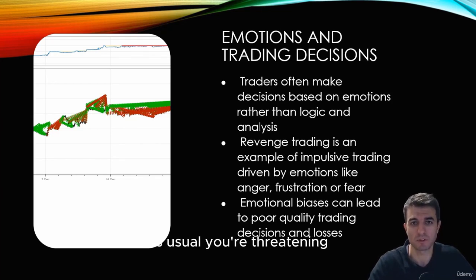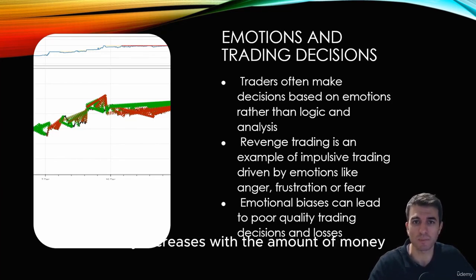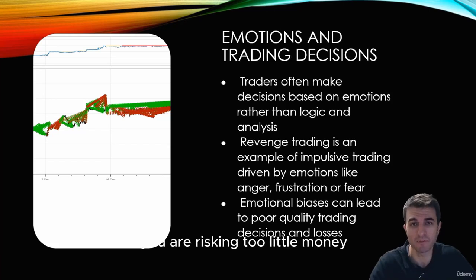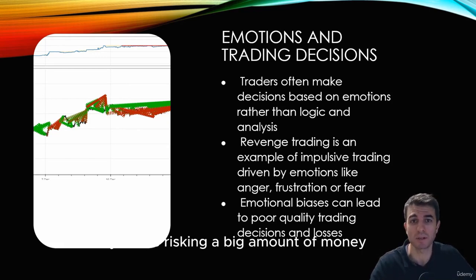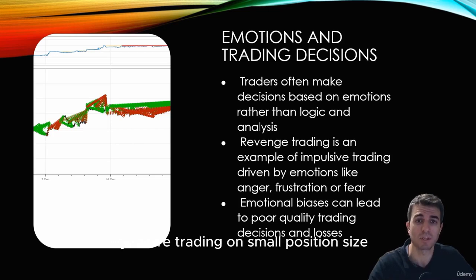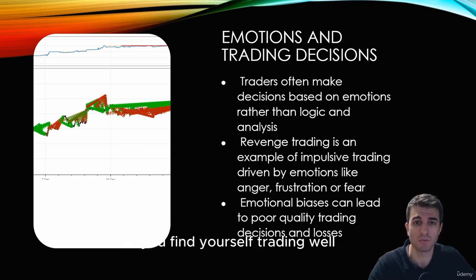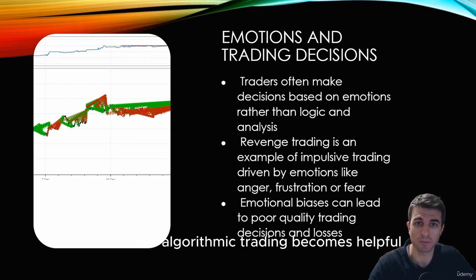As usual, your trading anxiety increases with the amount of money you are risking. If you are risking too little money, or you are opening a paper account, for example, not real money, you find that your results are much better than when you are risking a big amount of money. Even on the same account, if you are trading on small position size, you find yourself trading well, so you're profitable. But then when you start increasing your trading size, the lot size, emotions come into play and it might affect your results. This is where algorithmic trading becomes helpful.